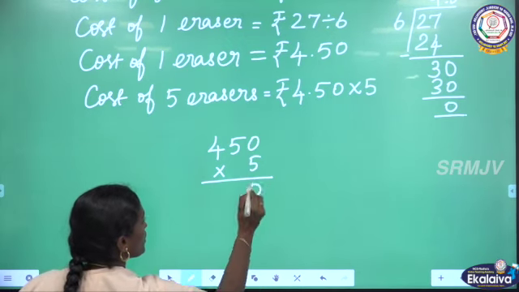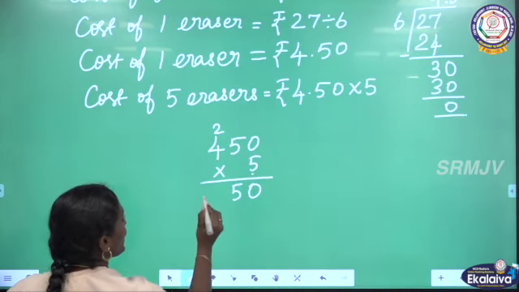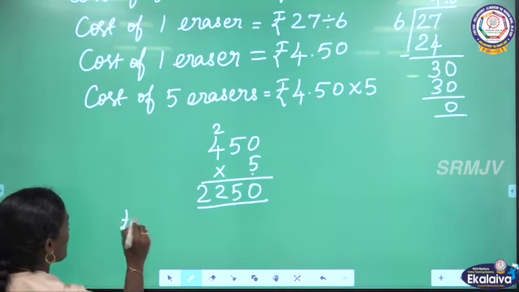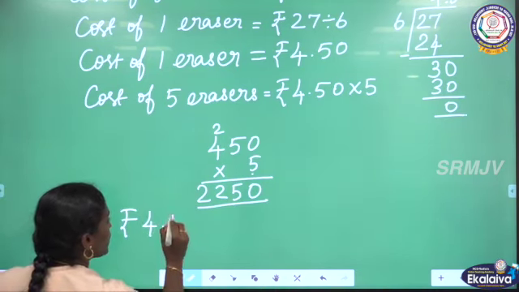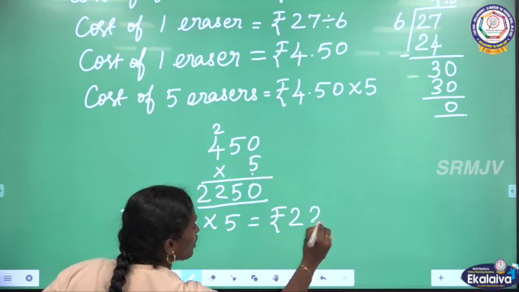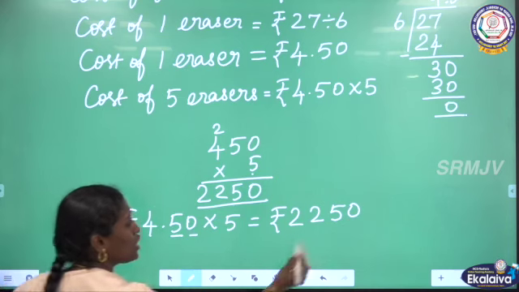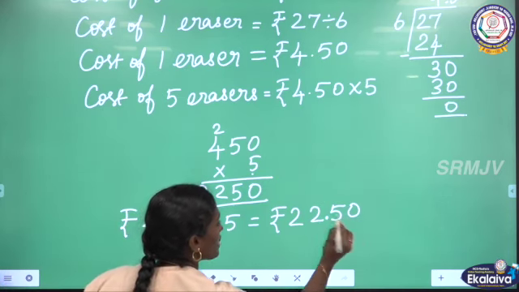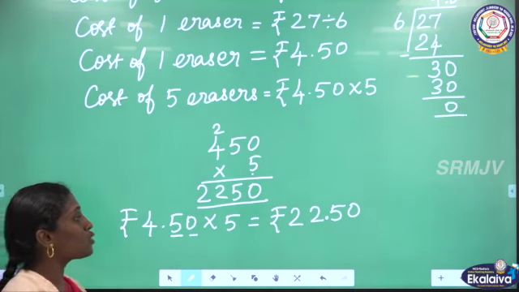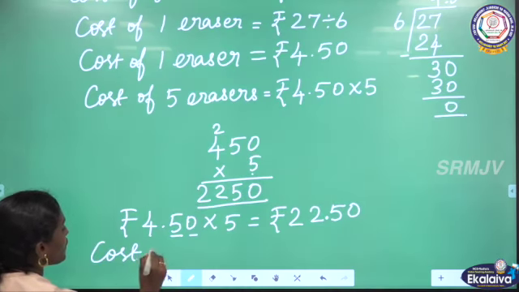Here 5 into 0, 0, 5 5s are 25, 5 here 2 carry over, 5 4s are 20, 20 plus 2, 22. Now we got 2250. Now I am going to write the answer for rupees 4.50 into 5. So here we got 2250. Here how many decimal places are there? 2 decimal places. So in answer also we need 2 decimal places. So from the last, before 2 digits we have to keep the decimal point. Now we got rupees 22.50, 22 rupees 50 paise. This is the cost of 5 erasers.